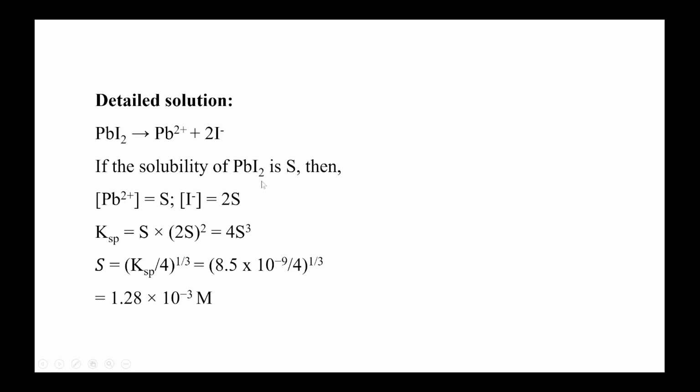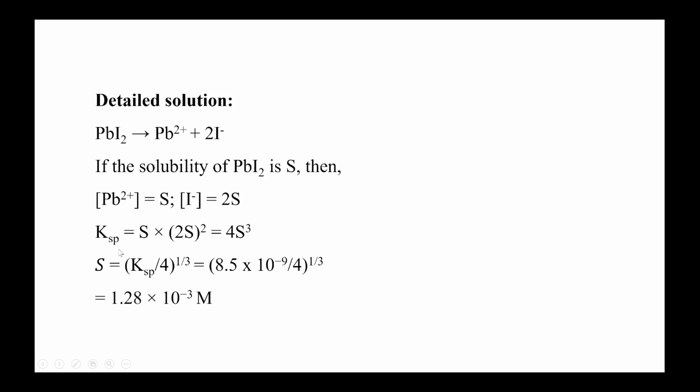So how will we solve it? This is the same question as the previous one that we solved. So PbI2 goes to Pb2 plus and 2 I minus. So 2 ions of I minus and 1 ion of Pb2 plus. If the solubility of PbI2 is S, then the concentration of Pb2 plus will also be S, and the concentration of I minus will be 2S.